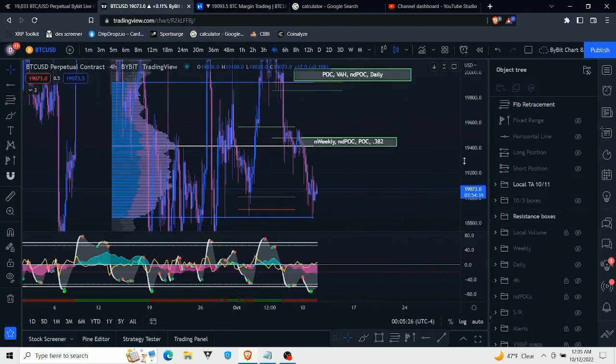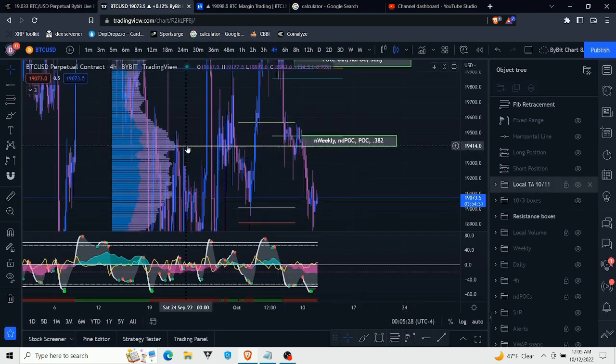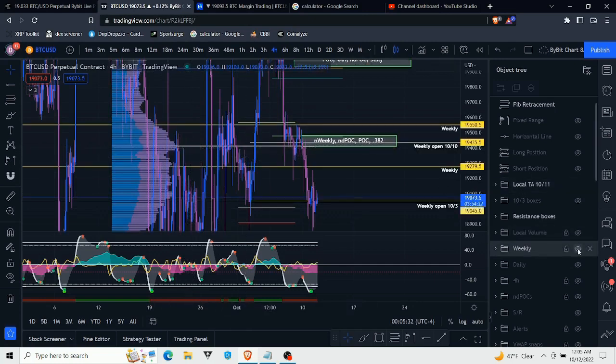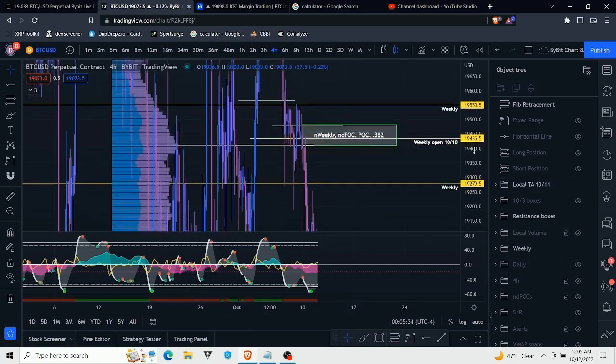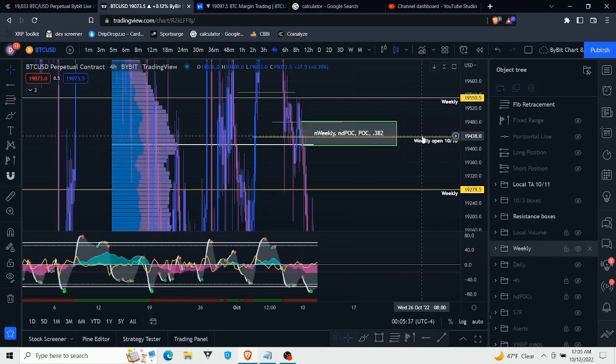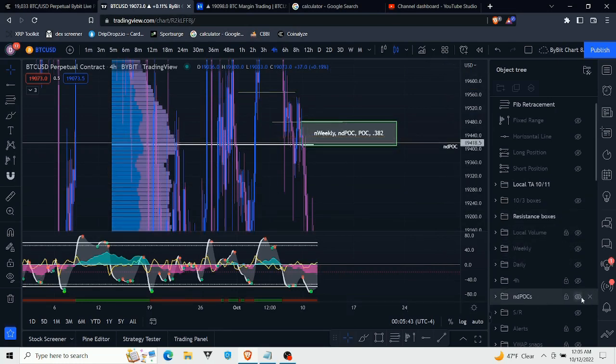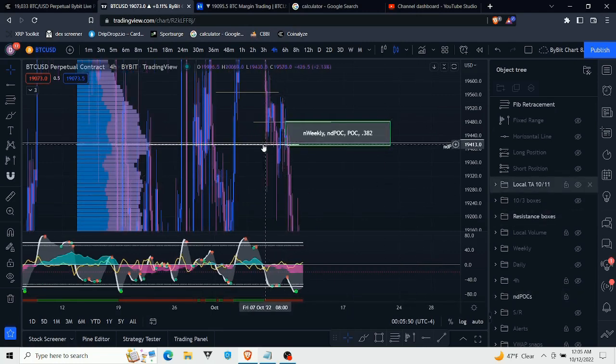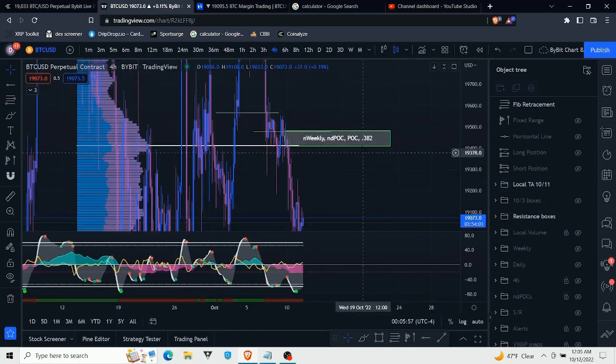And pretty much the way I found this level originally was I noticed we had a point of control here, so I said, okay, let's open my folders and see, do we have any Confluence here? So I saw that we had the weekly open, the N weekly. So there's one Confluence. I opened my ndPOCs. Notice that we had an ndPOC here as well, almost lining up perfectly with the point of control too. So that is pretty significant. And like you just saw, we had those fib levels there as well.